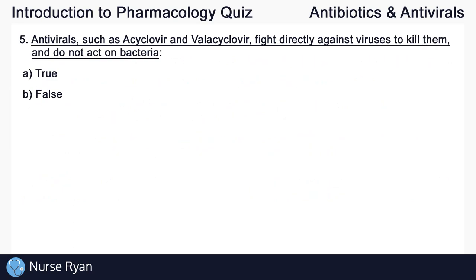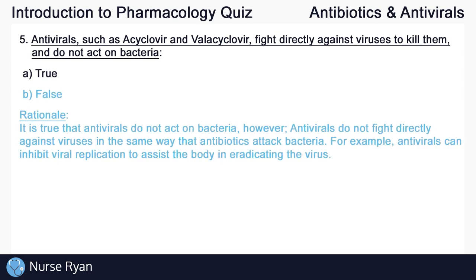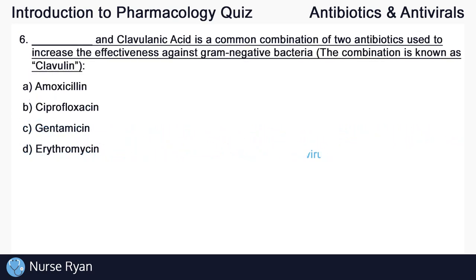Question number five, antivirals such as acyclovir and valacyclovir fight directly against viruses to kill them and do not act on bacteria. And the answer here is B, false. This one is a little bit of a trick question, as the second part of the question is true. Antivirals do not act on bacteria. However, antivirals do not fight directly against viruses in the same way that antibiotics attack directly against bacteria. For example, antivirals can inhibit viral replication to assist the body in eradicating the virus, but again, antivirals cannot directly kill viruses.